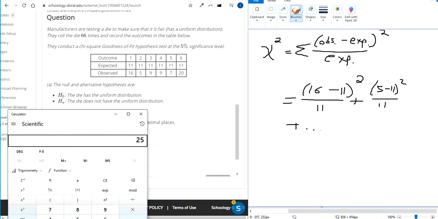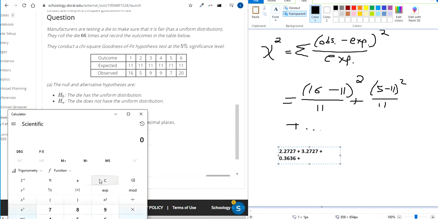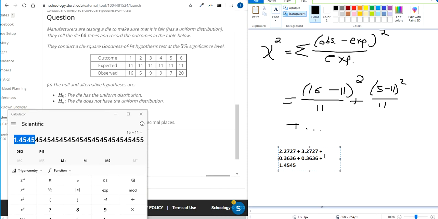Okay, so for that first one, I've got 25 divided by 11. I'll write out these decimals so you can follow along if you're having trouble with the calculation part. Here's my first one. Second one, I've got 36 divided by 11, 3.27. Third one, it's going to be 4 in the numerator, so we get 0.3636. Same thing on the top for the fourth column: 9 minus 11 is negative 2, negative 2 squared is 4. Oops, do I have that right? It's 4 divided by 11, not 2 divided by 11. Yeah, okay. Where are we on the fifth column now? That's 16 in the numerator when we square it, so 1.4545. And then the last one, 20 minus 11 makes 9. 9 squared makes 81, and 81 divided by 11 gives us 7.3636.